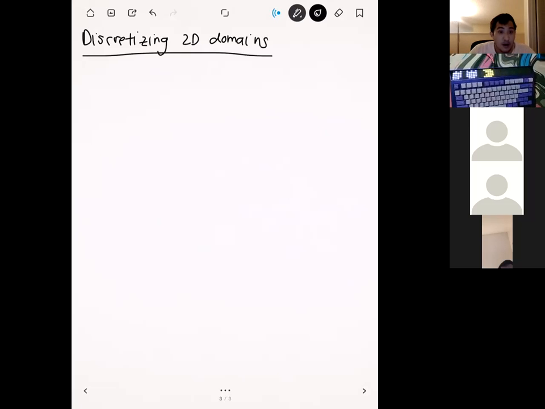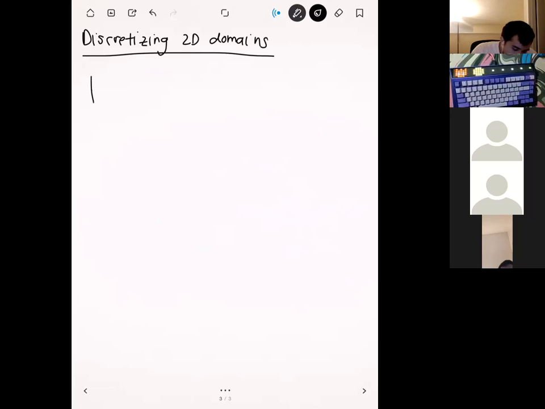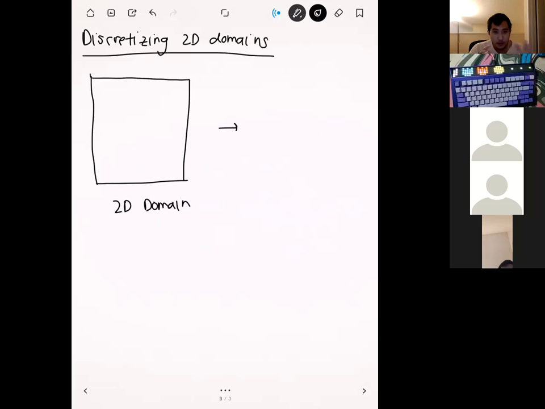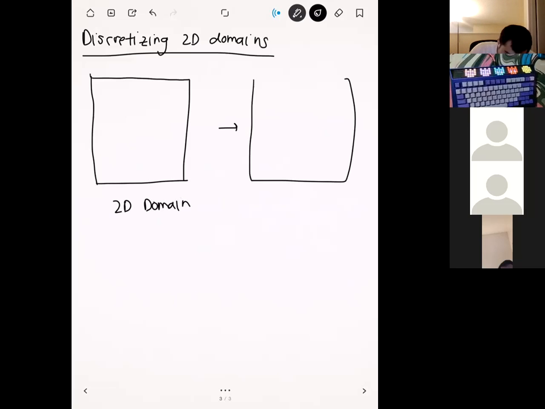Okay. And so just like before, we're going to start with a general 2D domain. Just for simplicity right now, I'm going to go with a square domain. And remember, when I say discretize it, what I mean is I'm going to break this up into a lot of smaller shapes and grid points. And so we're going to end up with a domain that looks like this.